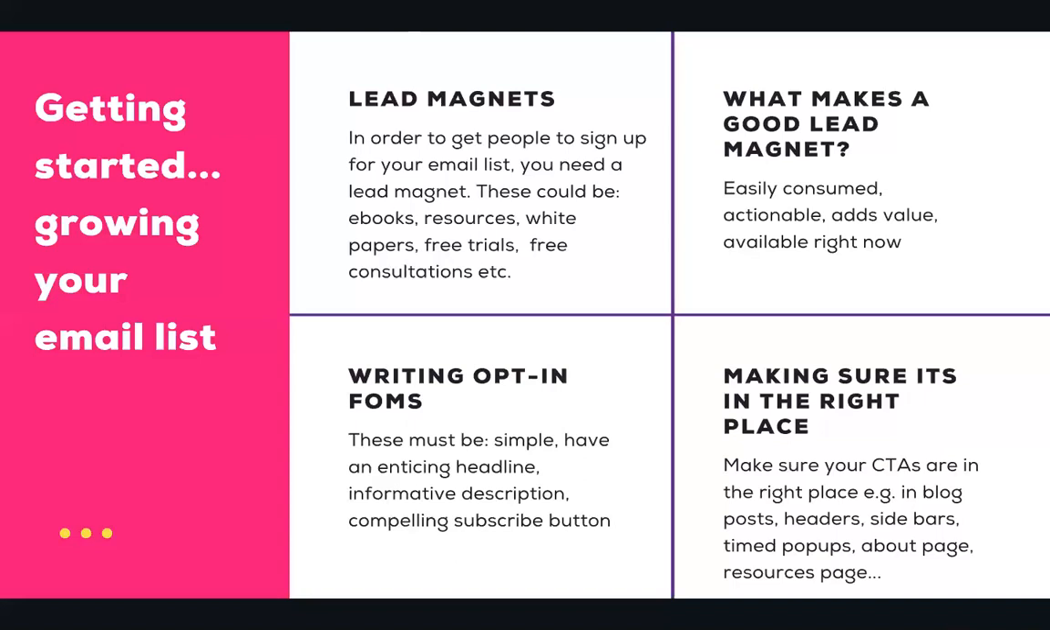So when you're writing opt-in forms, apologies for the typo there, there are a couple of things that you can do to make them more successful. You need to keep them simple so that everybody can understand them. You need to have an enticing headline so that it catches people's attention. It needs to have an informative description to let people know why you're getting that email address and what this is all about, and have a compelling subscribe button. You can do this by having a different color subscribe button to the text, just so that it stands out and people know exactly where to go.